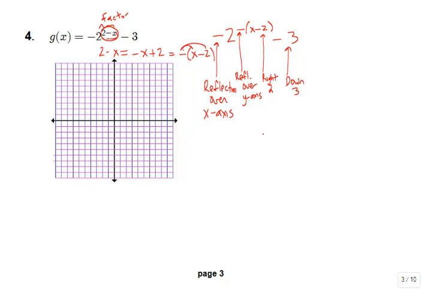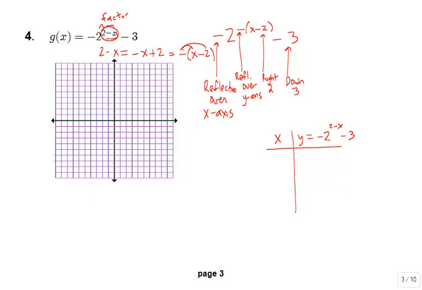Now, to get a feel for our graph, let's go ahead and make a table. I'm going to use my rule up here, and you can use either the factored rule or the original rule when you're plugging in your x's. It doesn't matter for that purpose.